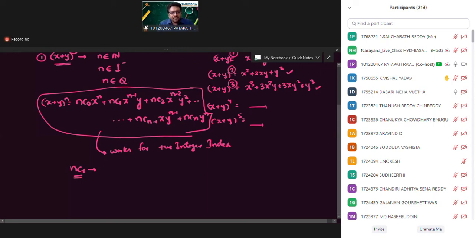Selections. So nCr's formula is n factorial by (n minus r) factorial into r factorial. Neha, do you know this before? Yes, sir. Okay.